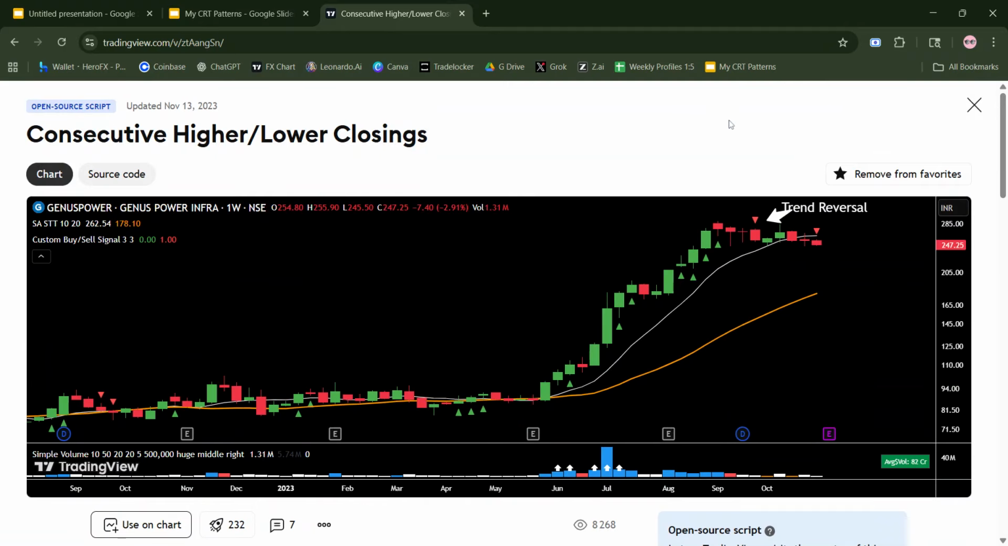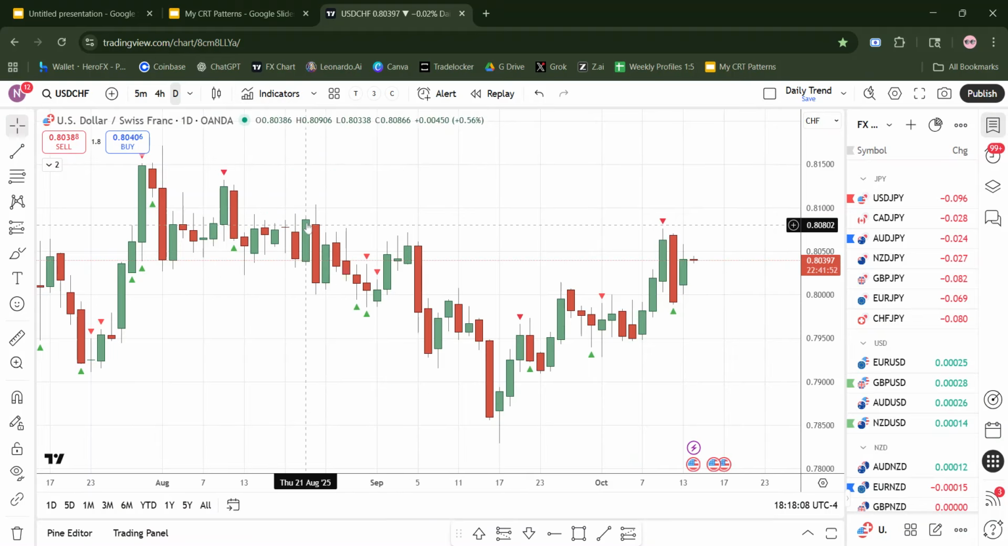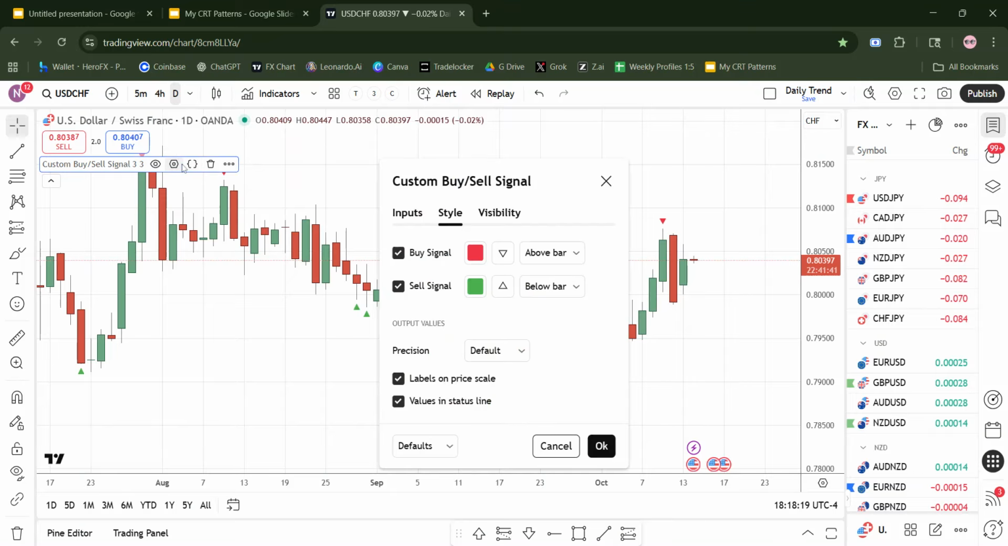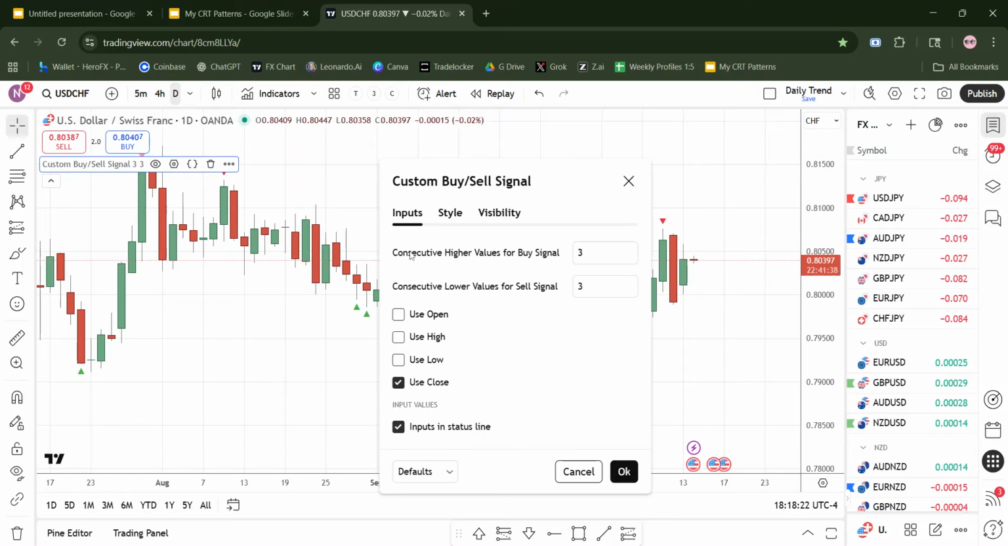Now I need to show you the settings, because the default settings do not work for what we're trying to do here. Once you add this indicator to your chart, I added it accidentally twice, so let me just bring up my template. There we go. When you go to the settings, click the gear icon. These are the settings. First, the input. For the consecutive higher values, for a buy signal, you're going to change both of these numbers to 3. And then what are we going to use? The close. Use the close, because we want to see consecutive higher values and consecutive lower values 3 times in a row. So that's that, easy enough.